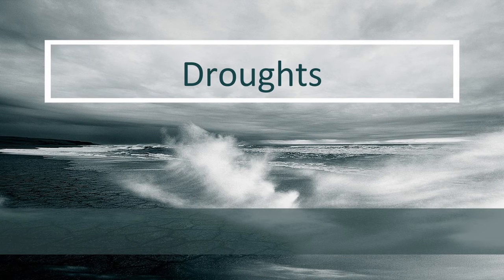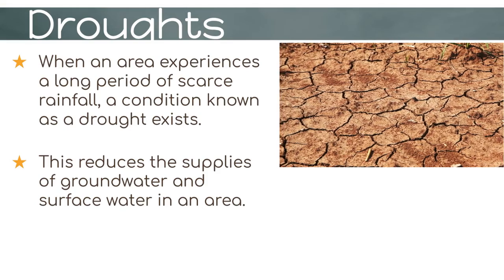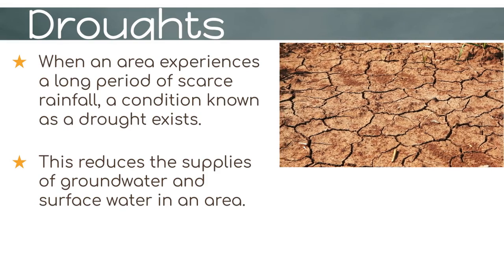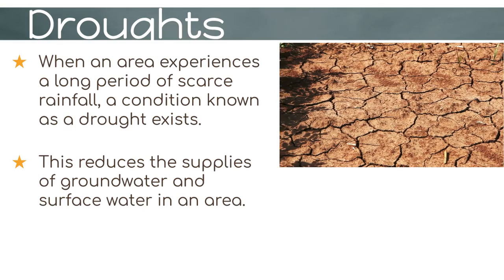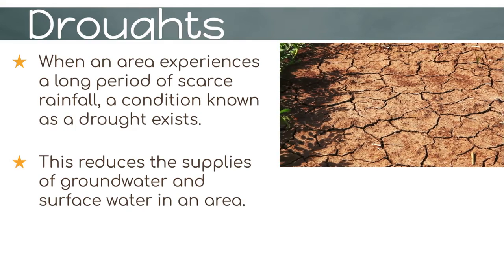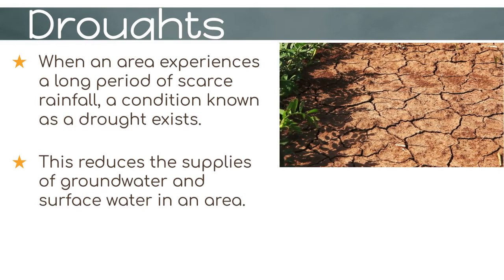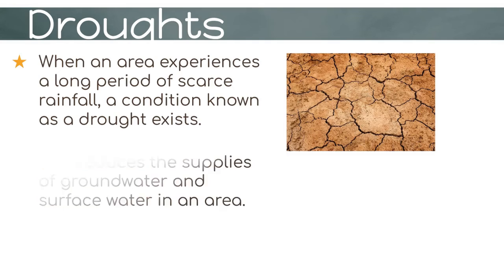Now we're going to switch gears and talk about droughts. What is a drought? A drought is when an area experiences a long period of scarce rainfall. A condition known as a drought exists. This reduces the supplies of groundwater and surface water in an area.